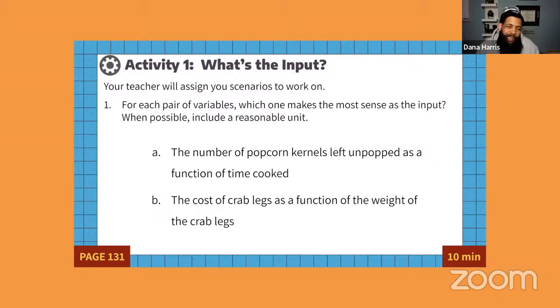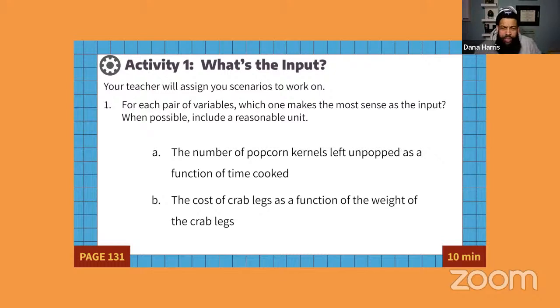I will assign you some scenarios to work on. But let's get straight to the question. For each pair of values, which one makes the most sense as the input? And when possible, include a reasonable unit, okay? So part A says the number of popcorn kernels left unpopped as a function of time.